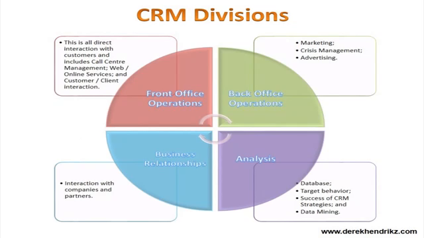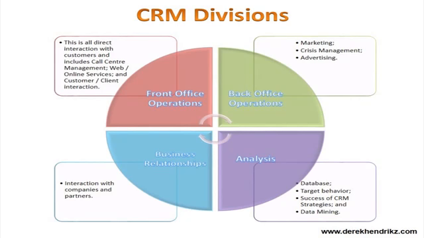Earlier in this clip I said that there's two parts. There's the operational part and the intelligence part, but these things are not really equal. It's not a 50-50 relationship. Your operational CRM basically consists of three parts: front office operations, back office operations, and business relationships, whereas your intelligence part is your analysis part.